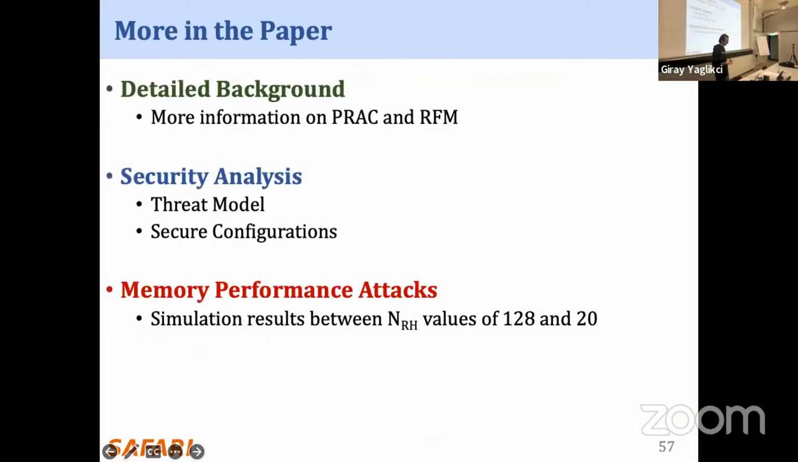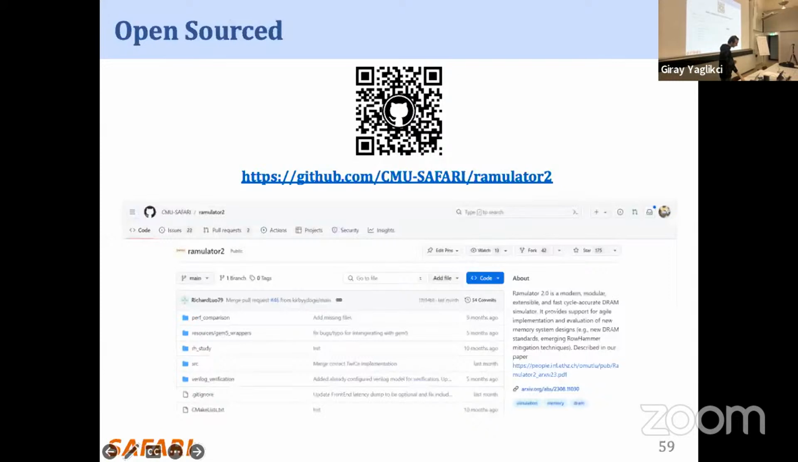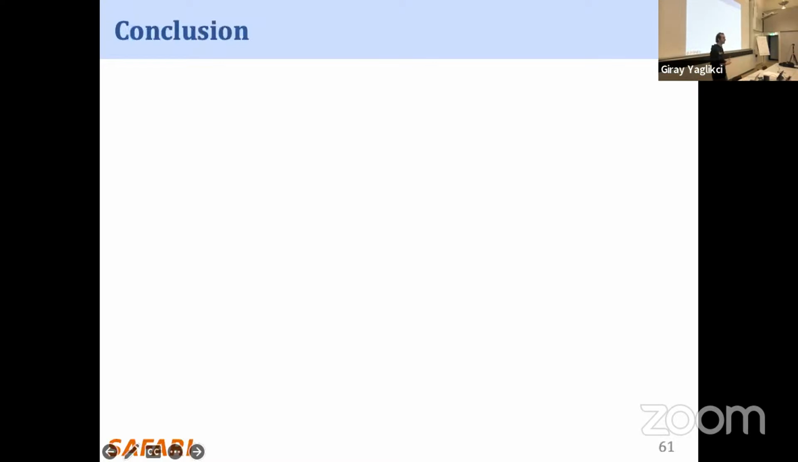We have more results in the paper where we describe each mechanism in detail, and we show more results, and we also explain more about our threat models. We also share simulation results about the memory performance attacks. Our paper is available on arXiv or the DRAMSec workshop website, whichever you prefer, and our implementations are fully open source. Now I'll conclude my talk and mention some future directions about PRAC.